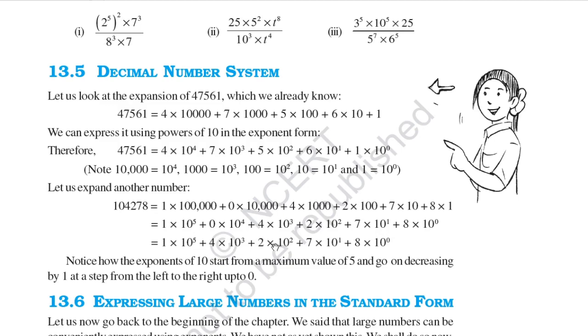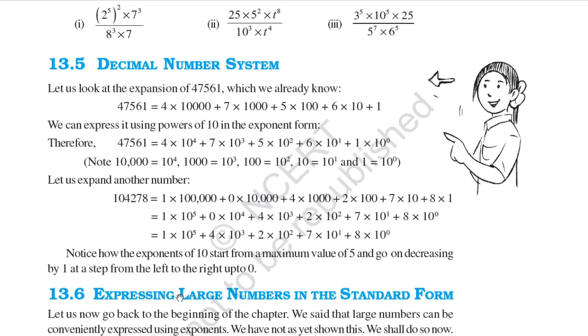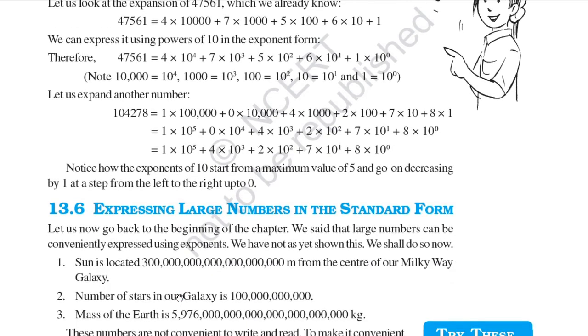Notice how the exponents of 10 start from the maximum value of 5 and go on decreasing by 1 at each step from left to right, up to 0. 13.6 Expressing large numbers in the standard form.